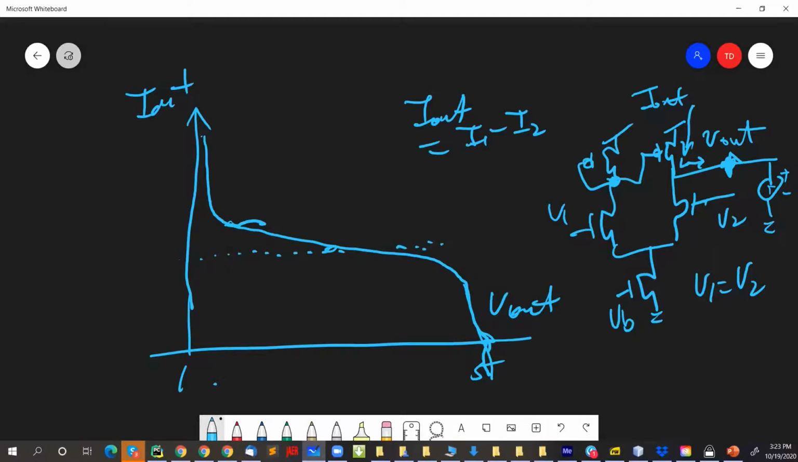That would be nice. In fact, you can think of this I out versus V out curve as the output conductance of the transconductance amplifier. Ideally, you want GD to be zero, not infinity. But actually, you do get this finite conductance. And so the question is why that happens.